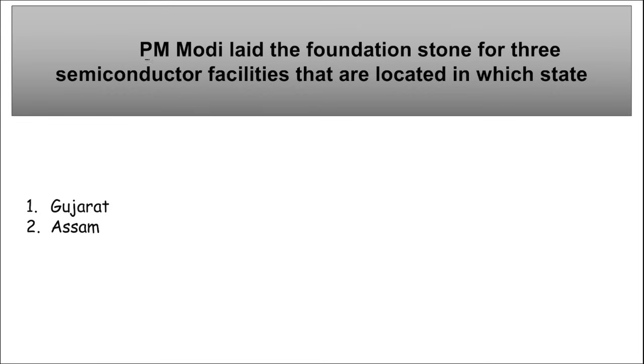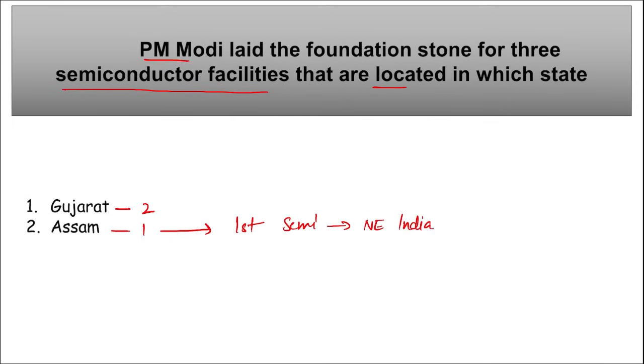First question is, PM Modi laid the foundation stone for three semiconductor facilities that are located in which state? So remember, two of these facilities are in Gujarat and one will be in Assam. And this facility in Assam will be the first semiconductor manufacturing facility that will be set up in the northeastern region of India. Right? This is important. So two in Gujarat and one in Assam.